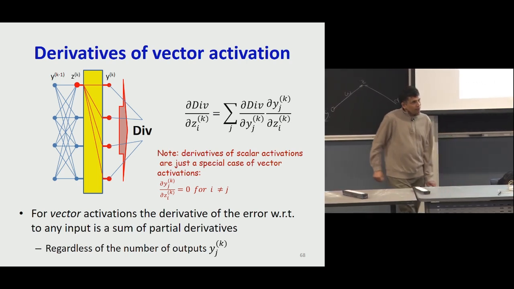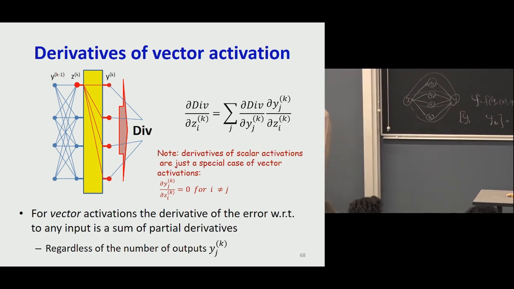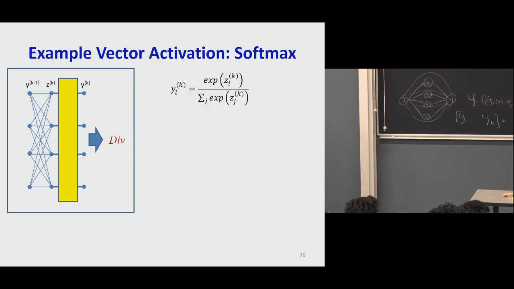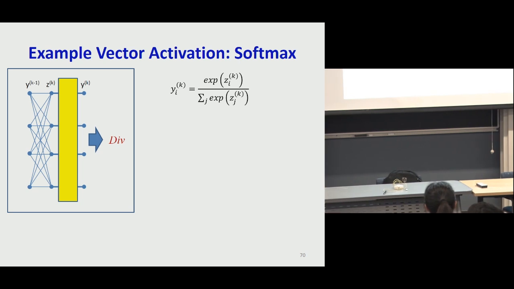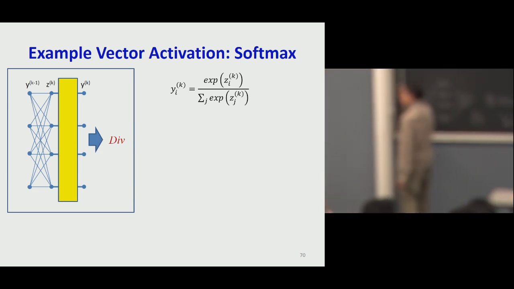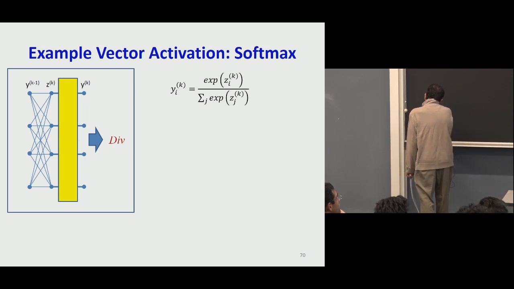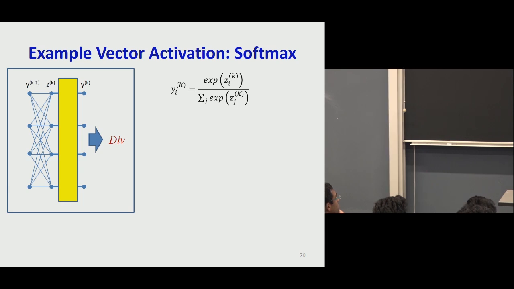Make sense, right? And so we'll take a look at one special case. We have vector activations and other special cases on the slide, but let's look at one thing. This is the softmax. We've seen the softmax previously. Now observe in the softmax how every z affects every y.